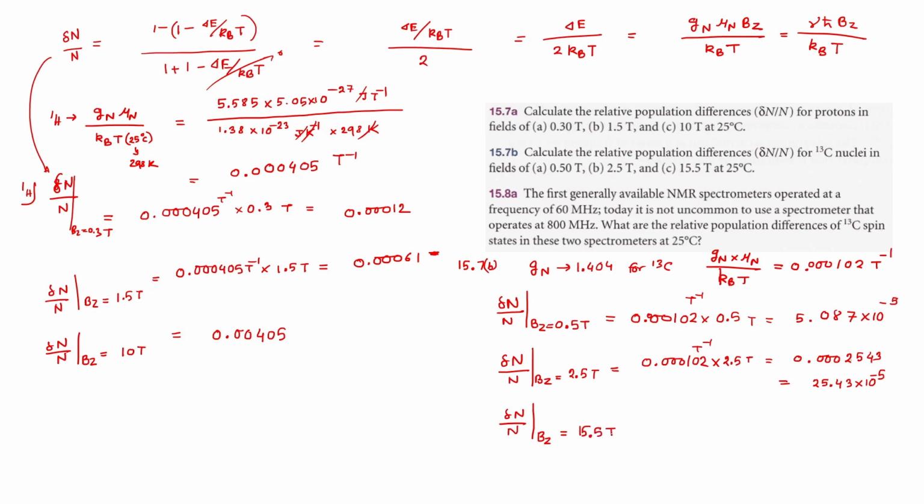15.5 Tesla. You just need to know the proper numerical formula and you will be able to solve it very easily. 15.5. This you are going to get 1, 2, 3, 4, 5. Actually 157.695 into 10 to the power minus 5.